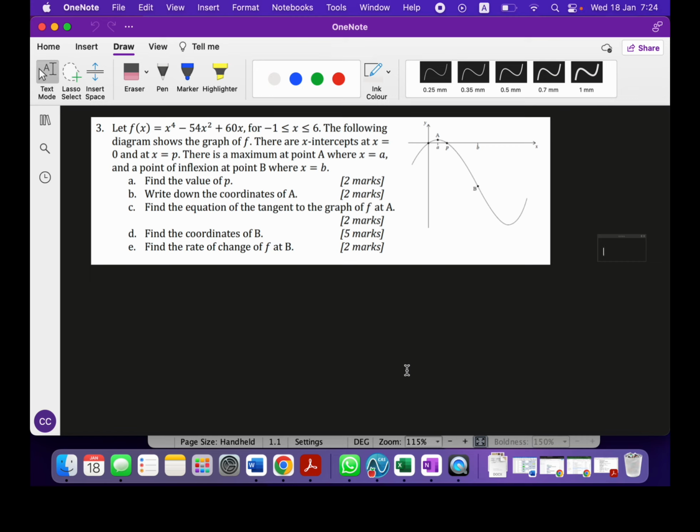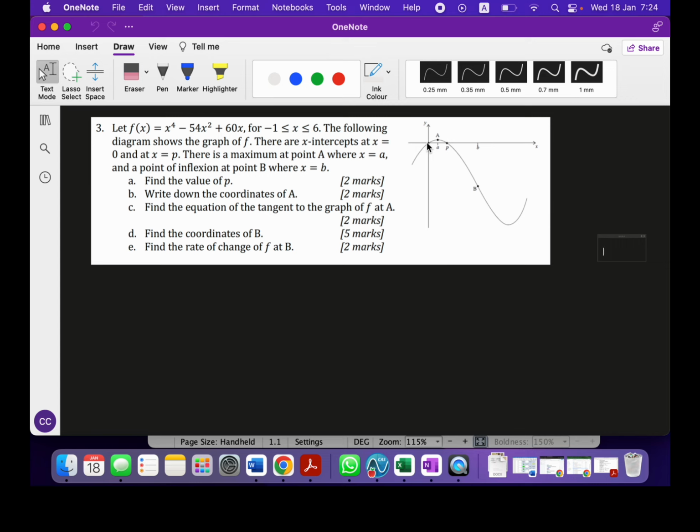Okay, this is question number 3, which is from the paper 2 questions. Let's do it. So we've got f of x, and it says f of x is that function there. The following diagram shows the graph of f.